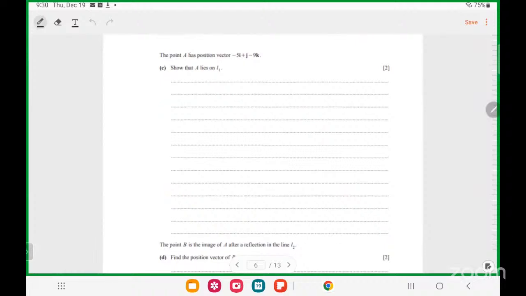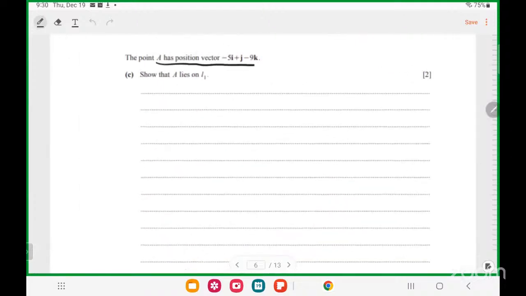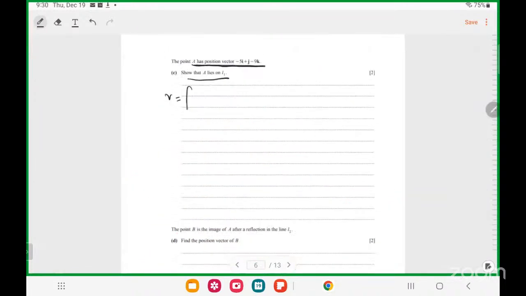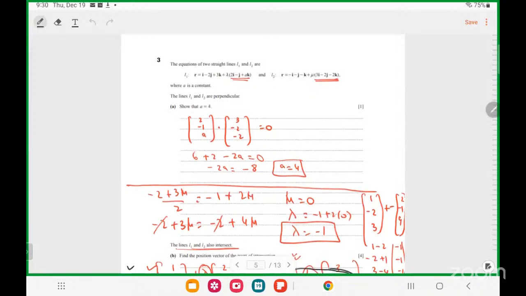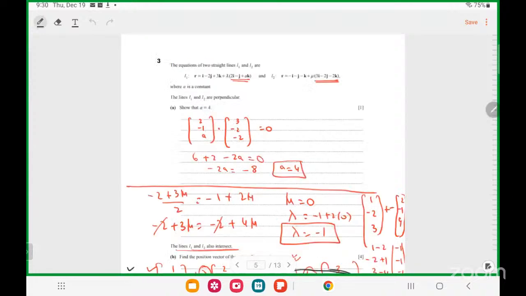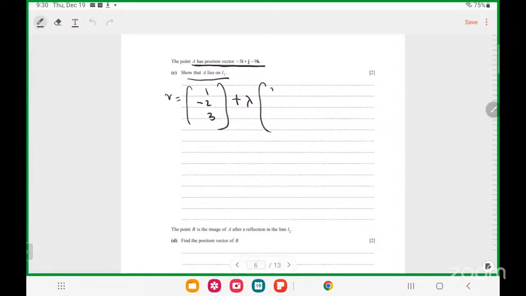Then the question says that A has a position vector 5i minus j minus 9k. Show that A lies on L1. So L1 was r is equal to (1, -2, 3) plus lambda times (2, -1, 4). If you have to prove that (-5, 1, -9) lies on this, convert this into a point.